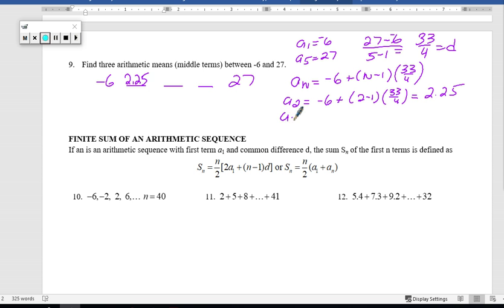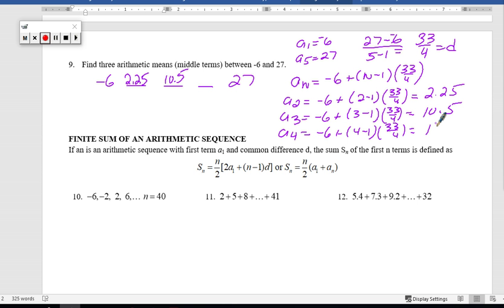If I want to find a sub 3, it's going to be negative 6 plus 3 minus 1 times 33 over 4. That gets us a total of 10.5, so that is our a sub 3. And then a sub 4 over here is going to be negative 6 plus 4 minus 1 times 33 over 4, giving us a total of 18.75, and that would be the last of them.